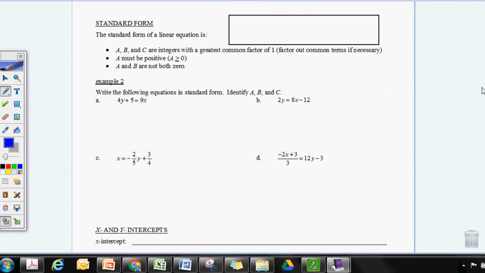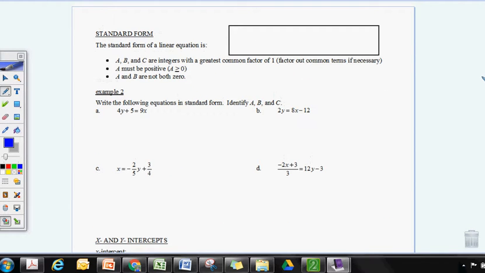For the next page, it asks us to put things in standard form. So you guys need to remember that it is in the form ax plus by equals c. Now, this would be easy. You need to remember c is just a number, a normal number. No x's, no y's. A's, B's, C's with the greatest factor of 1.